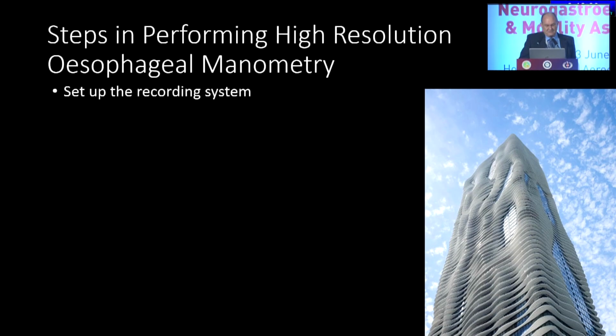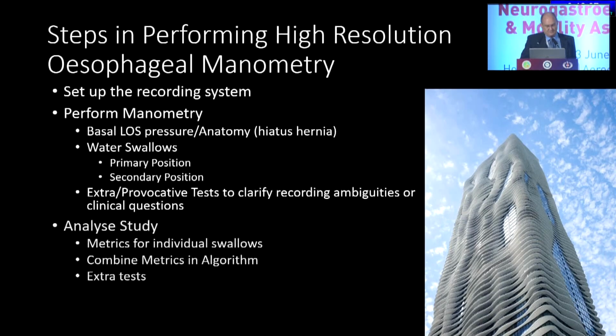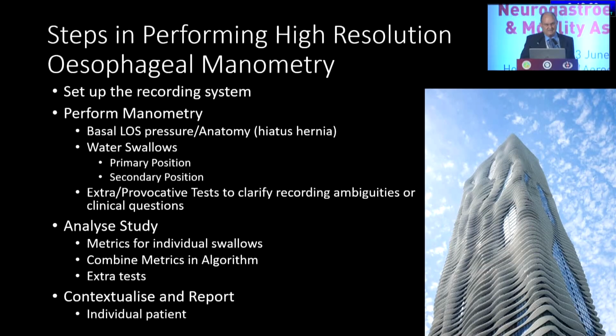So when we're performing esophageal manometry, the first step, of course, is to set up the recording system itself. We then perform the manometry, and this is divided into an assessment of the basal LOS pressure and anatomy, some water swallows in a primary and secondary position, and then an optional series of extra or provocative tests to try to clarify any ambiguities in the recording or clinical questions. We then analyse the study, looking at the metrics for the individual swallows, combining them into an algorithm and adding in the results of any extra tests. And finally, we contextualise it into the question that we're being asked and provide a report.